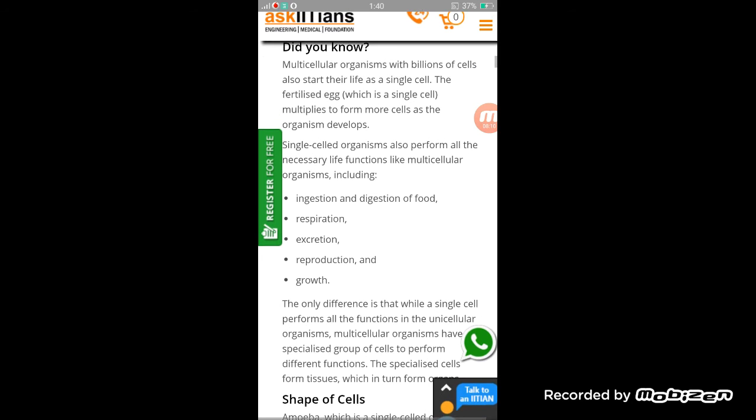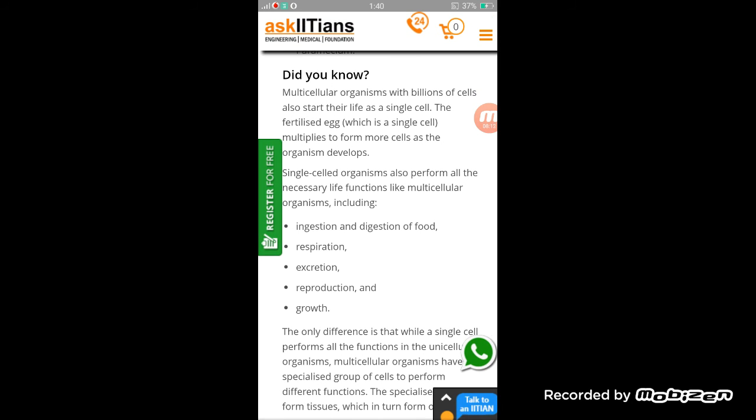One more "Did you know?" is here. Multicellular organisms with billions of cells also start their life as a single cell, as was proposed in the cell theory by Theodor Schwann and Schleiden. The fertilized egg, which is a single cell, multiplies to form more cells as the organism develops. You can note this down also.